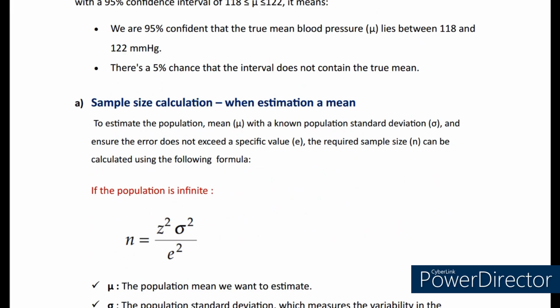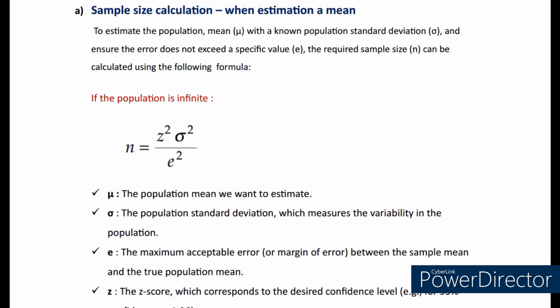So now let's start with the calculation of sample size for estimation of a mean. So to estimate the population mean with a given standard deviation sigma and ensure the error does not exceed a specific value, that is small e, the required sample size small n can be calculated using the following formula.